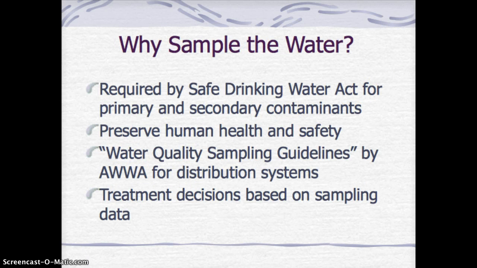Okay, so why sample the water? Well, this probably is not news to you. We've talked about this several times. It's required by the Safe Drinking Water Act for primary and secondary contaminants for preserving human health and safety. And there is a handy little book called Water Quality Sampling Guidelines by AWWA for distribution systems, if you should want to order that by yourself and use it. It's pretty good. And one of the other reasons we sample is that it helps us make treatment decisions based on our sampling data. Pretty easy to understand that.